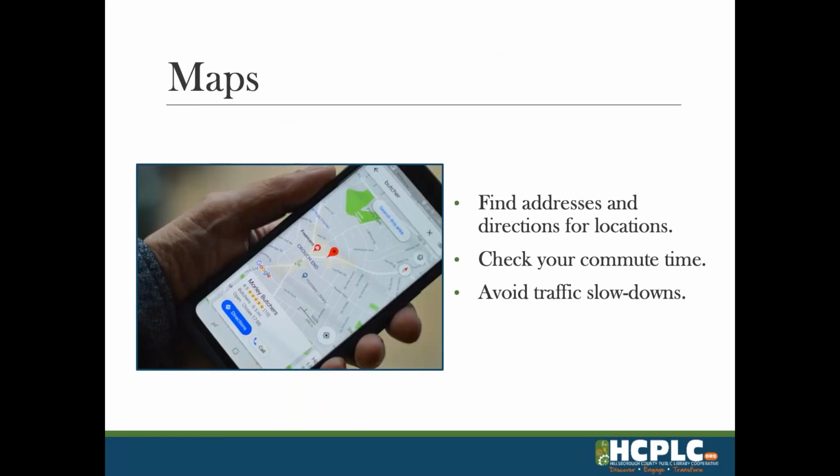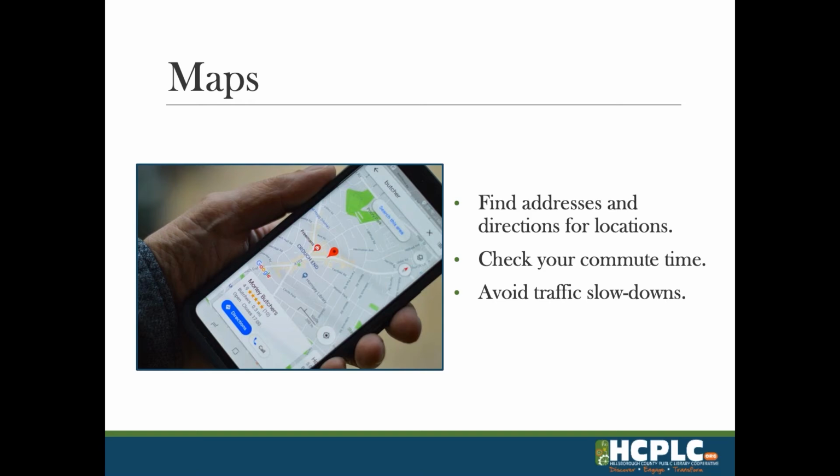So I want to start with Google Maps. Many of you may be familiar with this app. It's available on Apple, Android, on smart displays, and on the computer. This is very commonly used. It allows you to find addresses and directions for locations. In addition, you can check the hours of operation, and Google also tends to be pretty good with updating for holidays and closures.